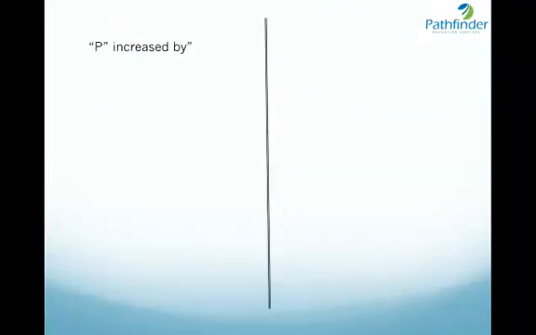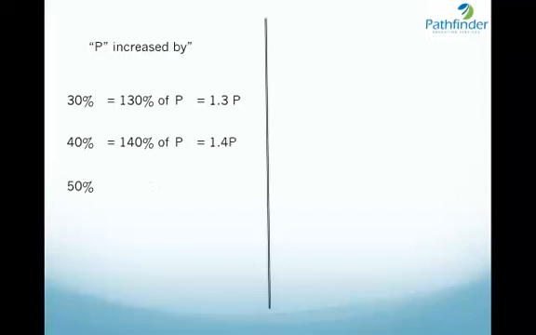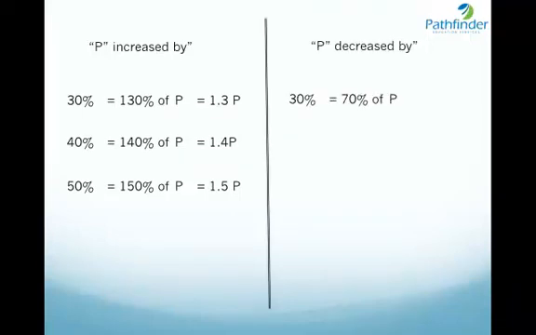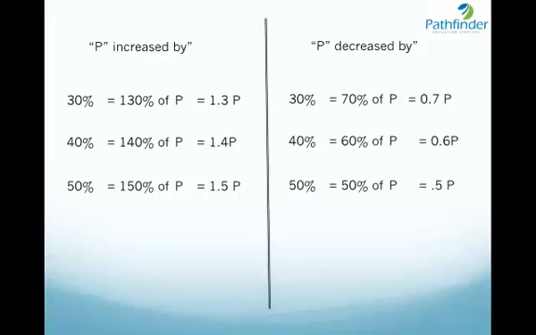Let us take a few examples. P increased by 30% is equal to 130% of P, or it is equal to 1.3 P. P increased by 40% is equal to 140% of P, which is equal to 1.4 P. P increased by 50% is equal to 150% of P, which is equal to 1.5 P. Similarly, P decreased by 30% is equal to 70% of P, which is equal to 0.7 P. P decreased by 40% is equal to 60% of P, which is equal to 0.6 P. And P decreased by 50% is equal to 50% of P, which is equal to 0.5 P.